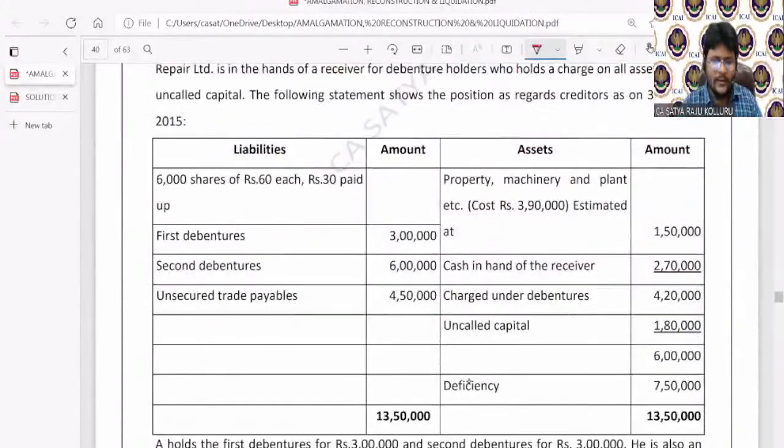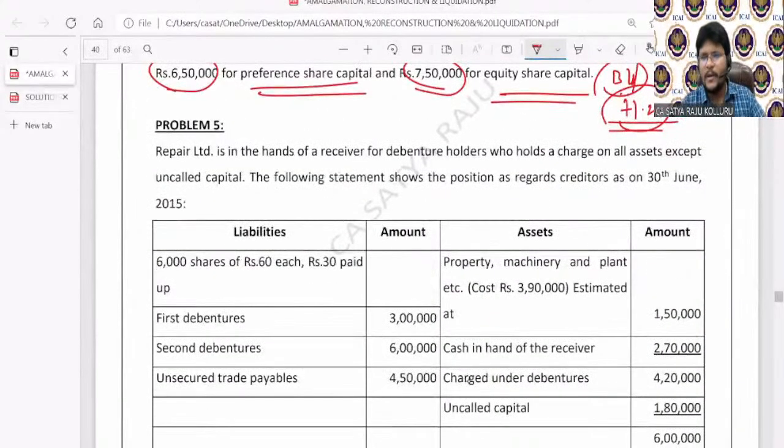So next, let me start with problem number 5. All of you, please concentrate here. The problem is a little bit different. You know, after reading the problem, how it is different from the previous problems.